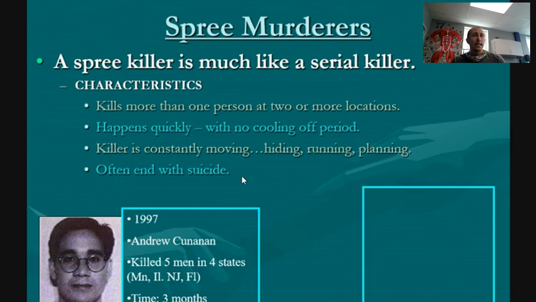But he operated in 1997, and he killed 5 men across 4 states: Minnesota, Illinois, New Jersey, and Florida. So very spread out. And the time over which this took place was about 3 months. So it's a relatively short period of time.